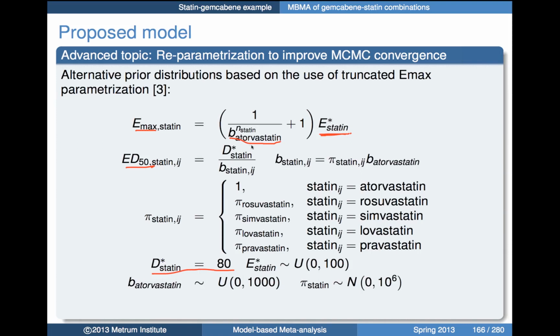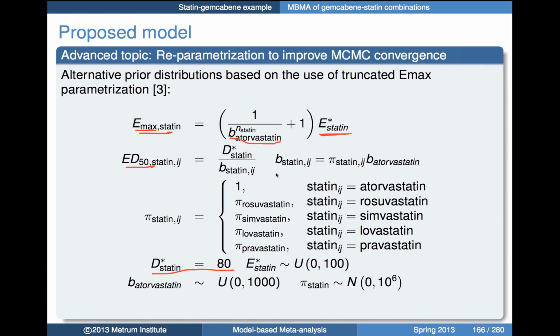And then our B statin here, we've got one for atorvastatin, which is going to be an estimated quantity. So for atorvastatin, you can see then you get your Emax according to the equation here on the right, in terms of both that B and the E star parameter. And ED50 actually comes from just the ratio of D star over B statin.